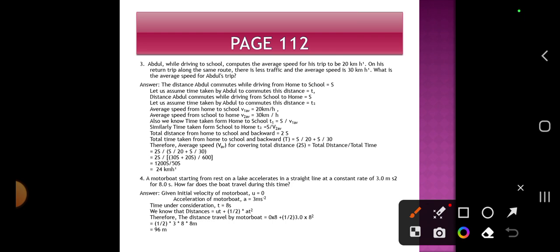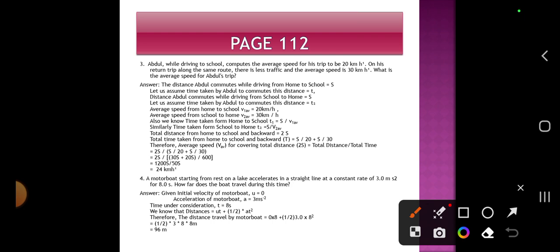Okay. Now question 4. A motorboat starting from rest on a lake accelerates in a straight line at a constant rate of 3.0 meter per second square for 8 seconds. How far does the boat travel during this time?